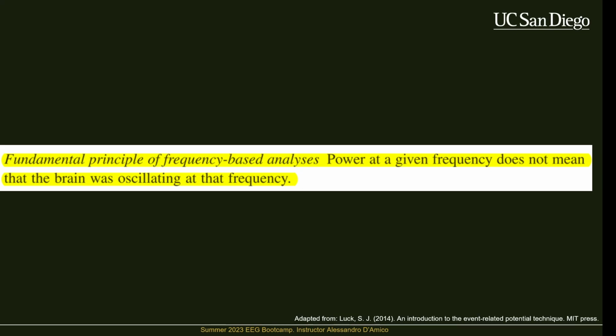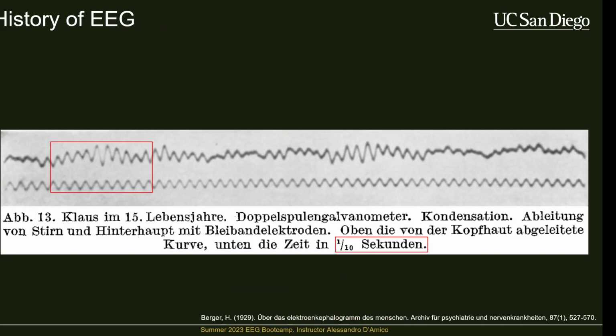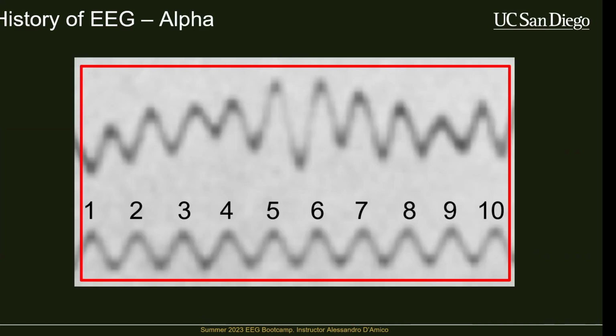So when we look at closed eye alpha, for example, this isn't an anomaly. It's not like what we're looking at here is an increase in 10 hertz in the power spectrum. It's like we're actually seeing these oscillations happening. But again, that's not always true.